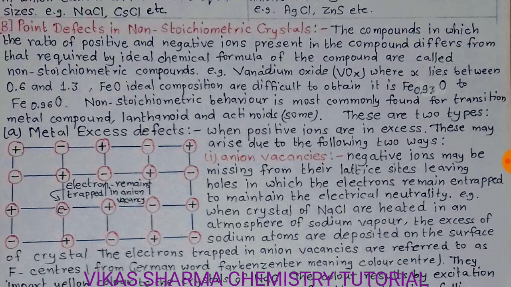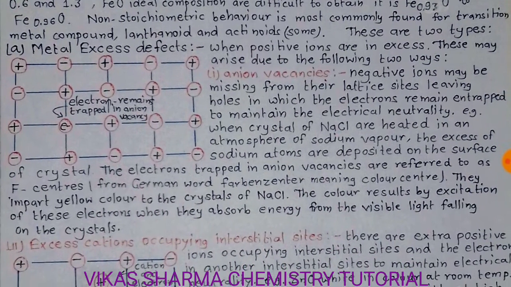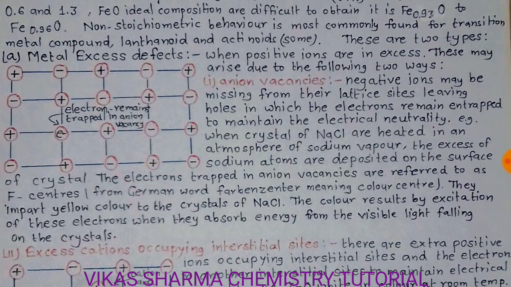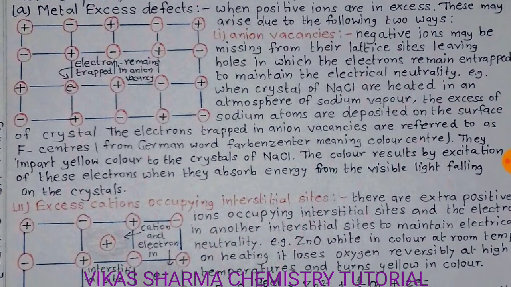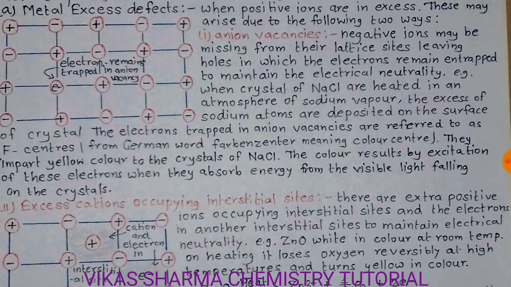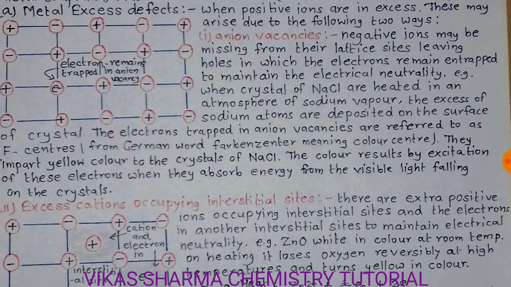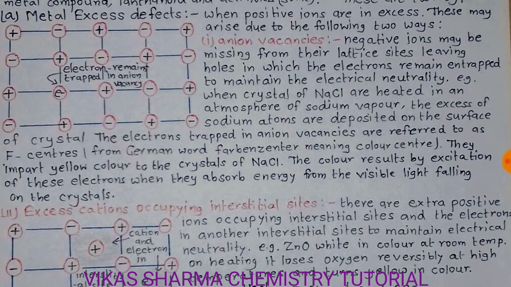So non-stoichiometric behavior is most commonly found for transition metal compounds, and in some cases lanthanoids and actinoids. So these are of two types, student. First one is a metal excess defect, when positive ions are in excess. This may arise in the following two ways. First one, anion vacancies. Negative ions may be missing from their lattice sites, leaving holes in which electrons remain entrapped to maintain electrical neutrality.